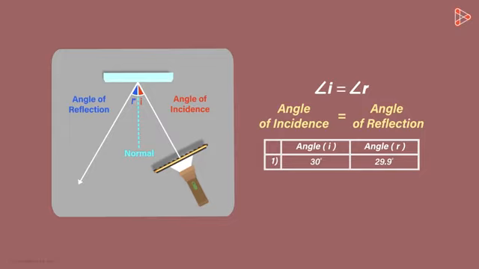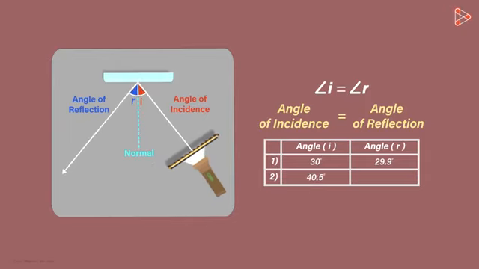Well, if you're still not convinced, you can take further readings by changing the direction of the incident light. Change this angle of incidence by moving the comb slightly. Make sure that the point of incidence is the same in both cases. That is, this point here is same as it was previously. But notice that this time the angle of incidence is greater than the previous one.